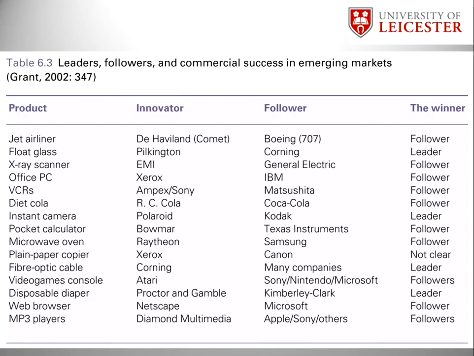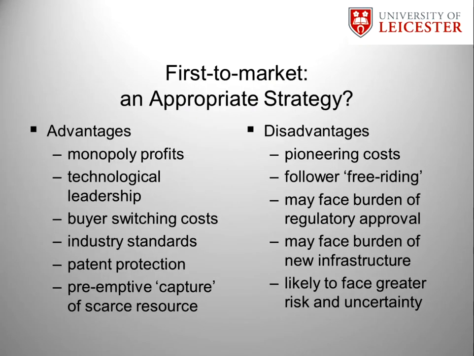The evidence seems to suggest that second to market or fast followers seem to be more successful in the longer term. And one of the things that is worth considering, and I won't go through all these aspects now, but you may look at from the lecture, is why would a company choose to be a first to market or a fast follower? And in the lecture I talked a little bit about the advantages of a first to market and the disadvantages of a first to market.